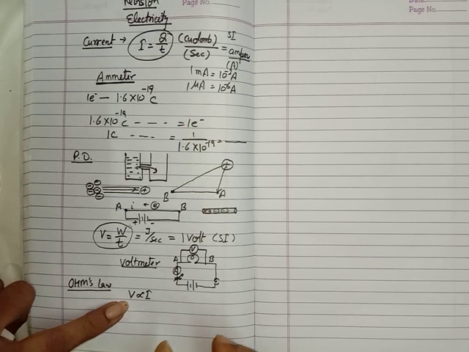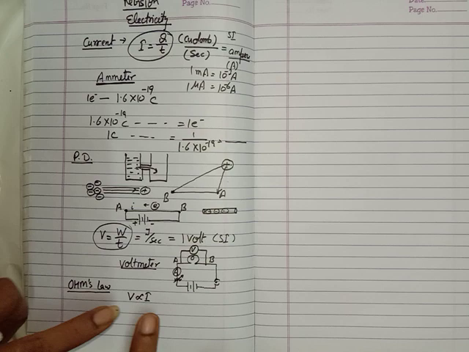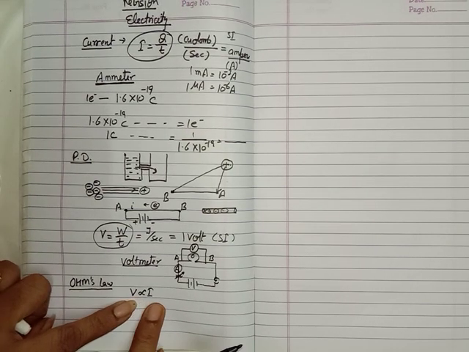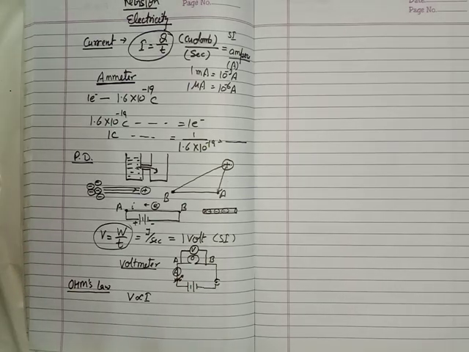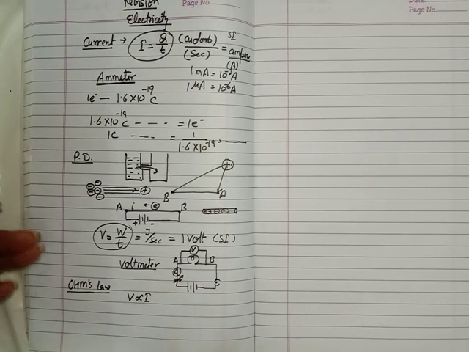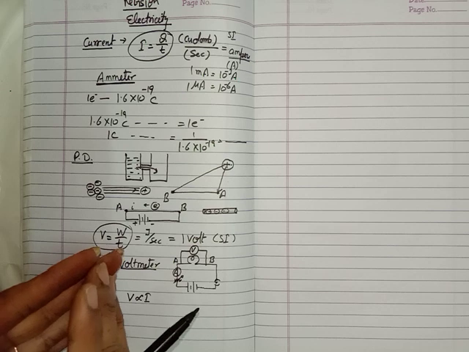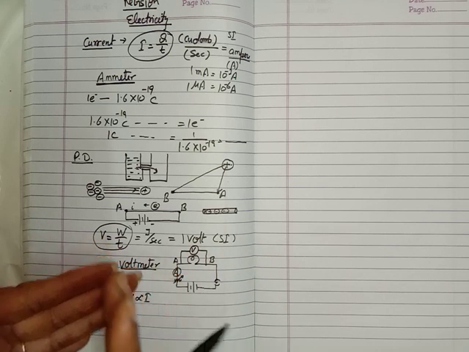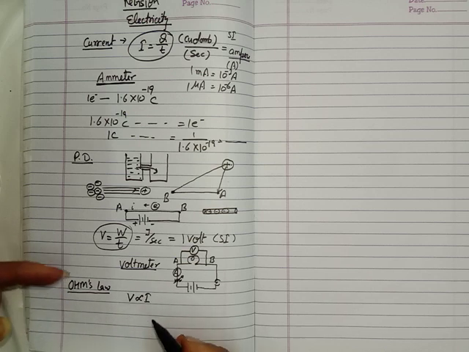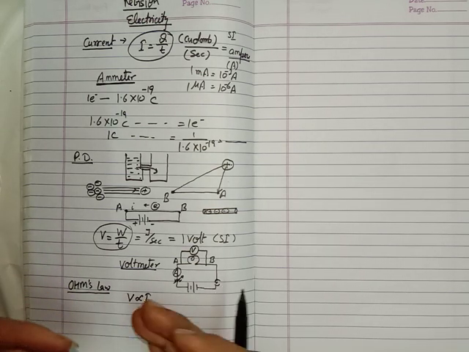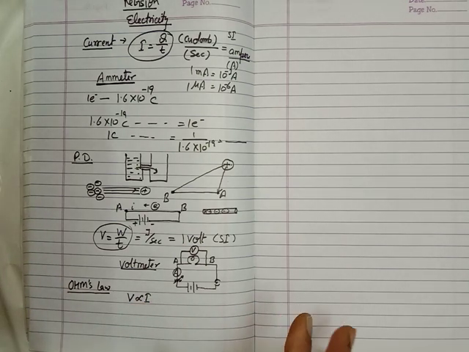And the most important part is this: the temperature should be constant. You always have to write "at constant temperature" before writing Ohm's law. It is a very important point, because by changing the temperature, the resistance goes on changing, so the values also change.